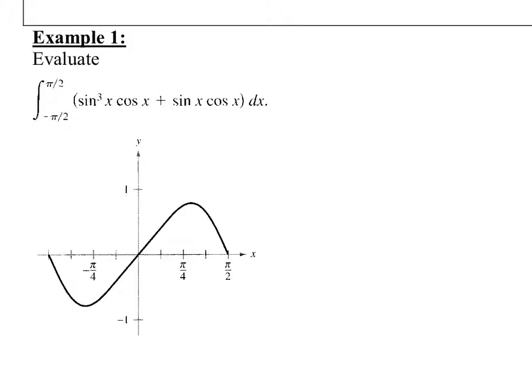So let's take a quick look at an example here. We're going to do the integral from negative pi over 2 to pi over 2 of this function here. And you're given the graph of what this looks like. It's sine cubed x times cosine x plus sine x times cosine x. We need to do something with this so that we can integrate it, okay?